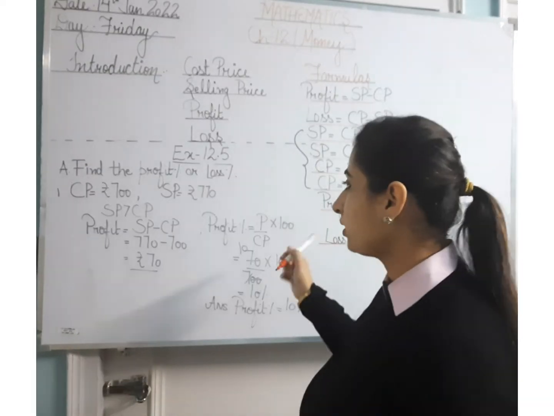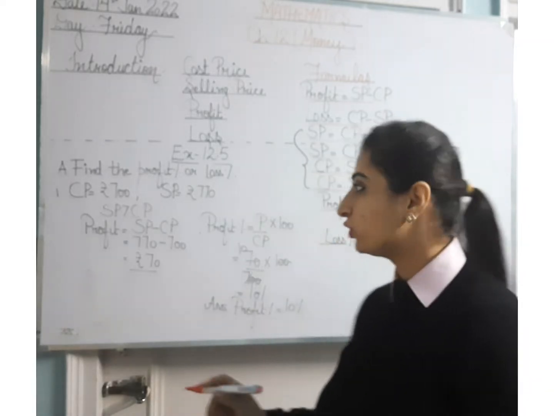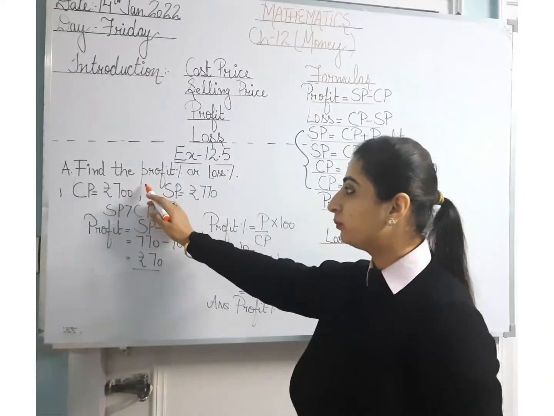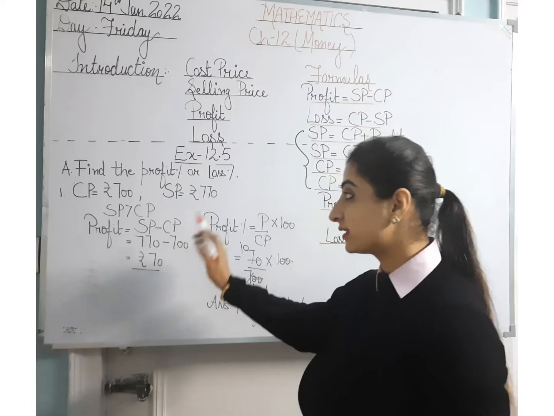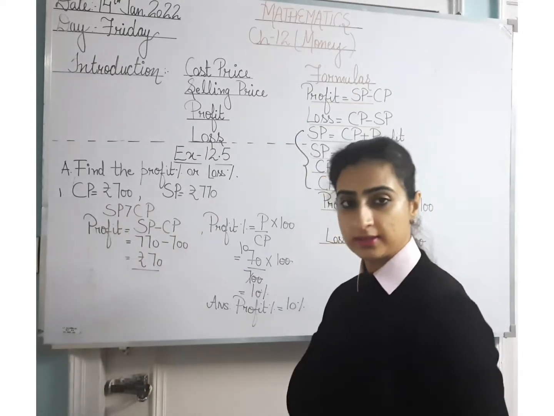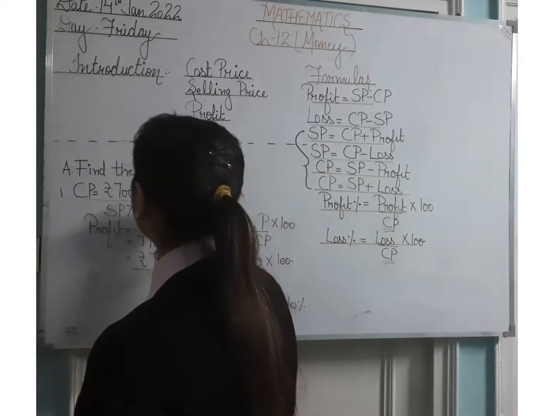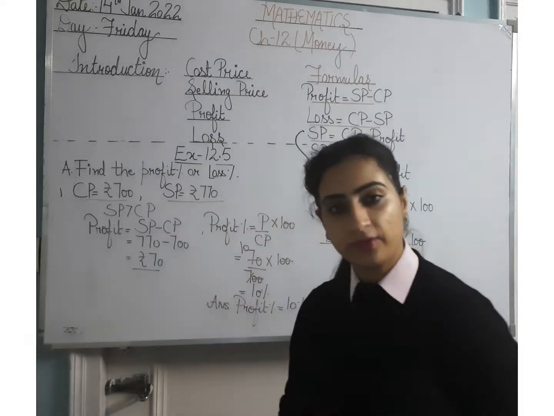Understood? Now let's start with the exercise. So we have to find the profit percent or loss percent. What is given? CP is given 700 rupees and SP is given 770 rupees.